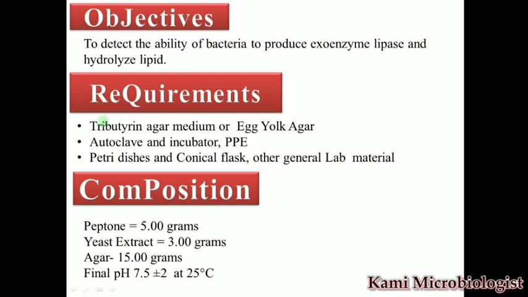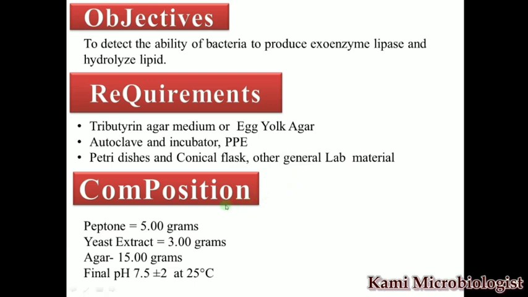The requirement of the test is that we need tributyrin agar medium, or we can also use egg yolk agar. Between these two media, we can use any one of them. Next we need an autoclave, incubator and personal protective equipment, meaning goggles, gloves and overall. We need petri dishes, conical flasks and other general lab material, like a water bath, wire loop, spirit lamp and LFH. All these things we need while performing the test.